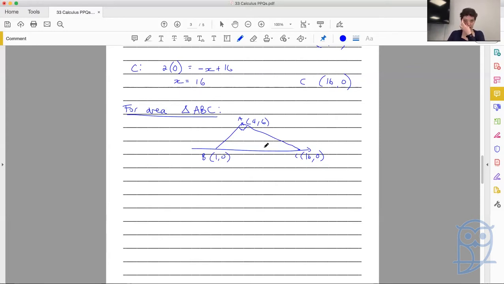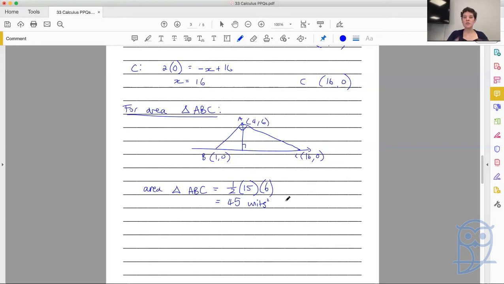Remember that A is straight up from the x-axis. And we know this length here. And we know this is also perpendicular. So taking a moment to think first, the area of triangle ABC equals 1/2. The base is from 1 to 16, so it's 15, times perpendicular height, which is just the y coordinate of A. So 1/2 times 15 times 6 gives us exactly 45. So the area of triangle ABC is 45 units squared.